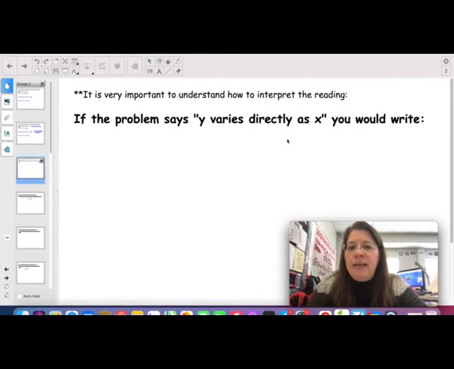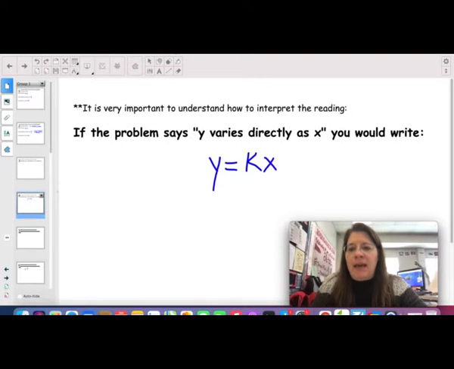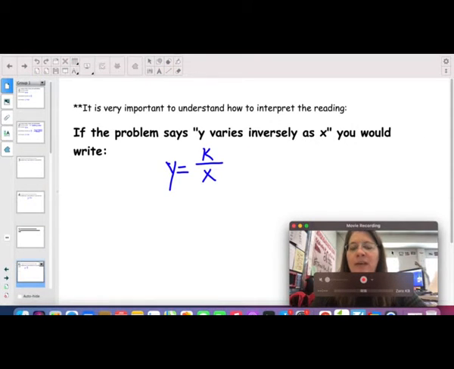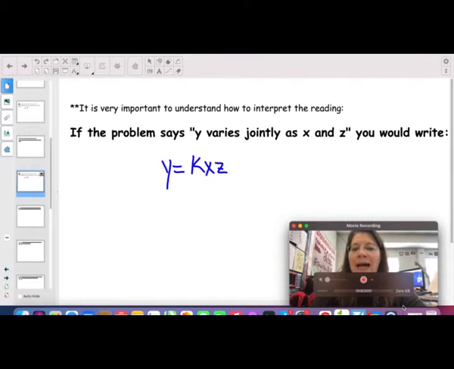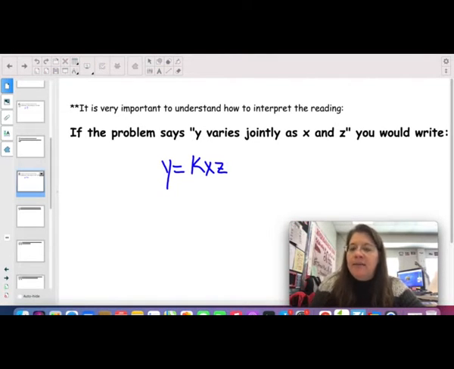It's very important to understand how to interpret the reading in one of these problems. If the problem says y varies directly as x, this is what you would write: y equals kx. If the problem says y varies inversely or indirectly as x, you would write y equals k over x. If the problem says y varies jointly as x and z, you would write y equals kxz. So the k for all of these different examples is your constant of variation. The other variables we will find as we work through the problem.